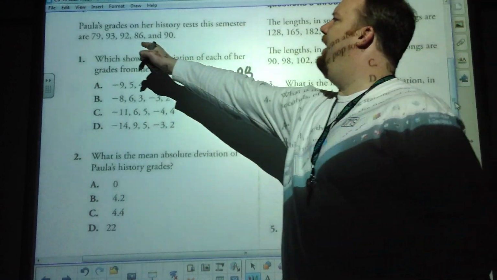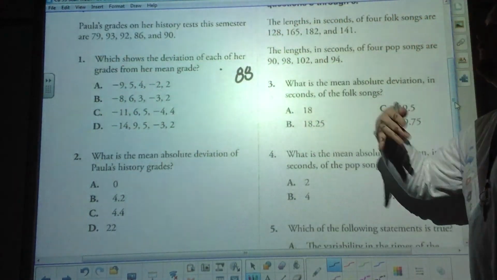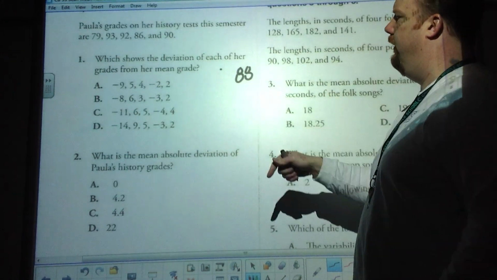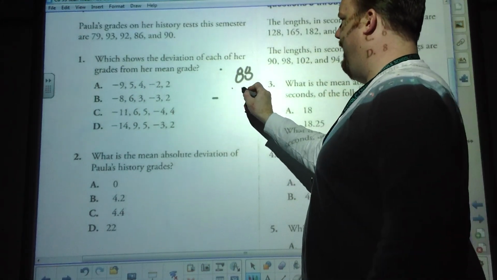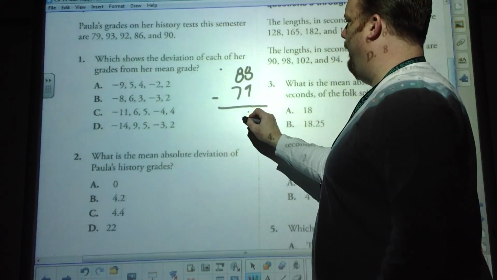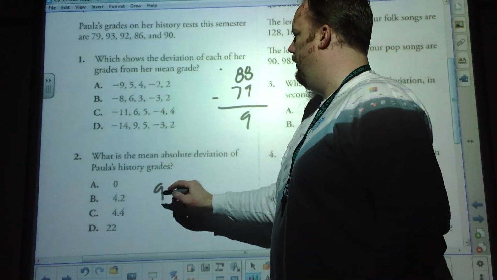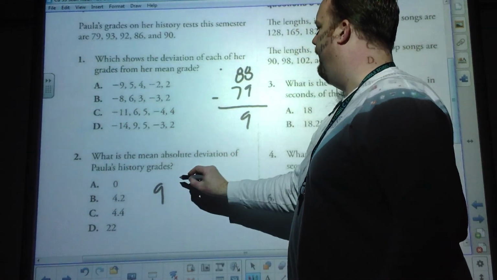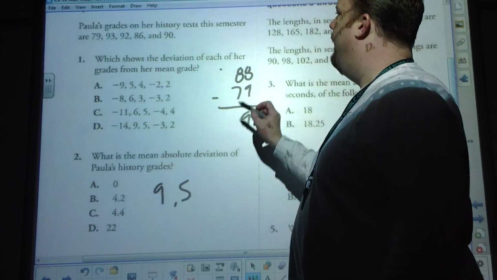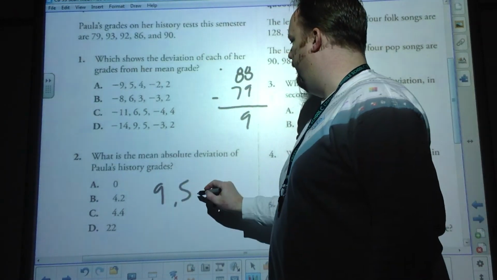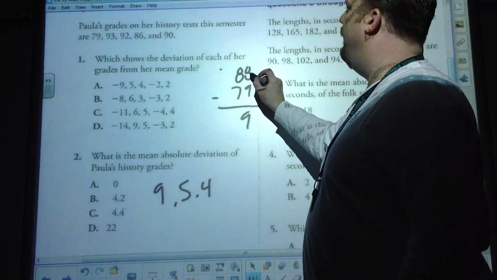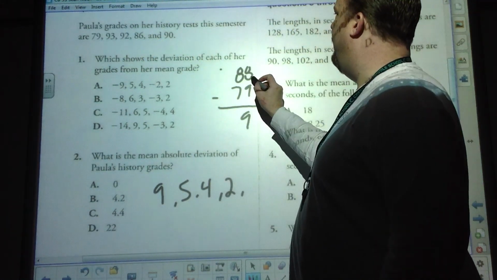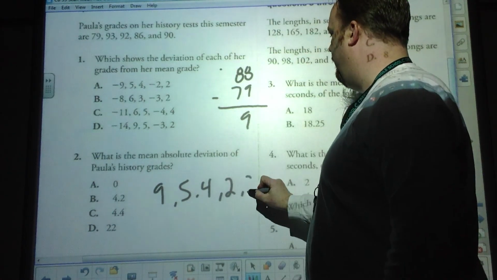The difference between 88 and 79, normally we would just take the big number and subtract the small number. And we can do that, but for the sake of time, we'll just go ahead and do this one real fast. Minus 79, we're going to end up with 9. So 9 is one of our terms. The difference between 88 and 93 is 5. The difference between 88 and 92 is 4. The difference between 88 and 86 is 2. The difference between 88 and 90 is 2.